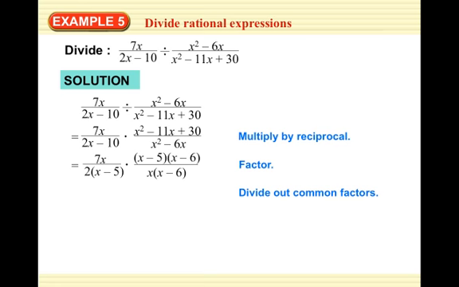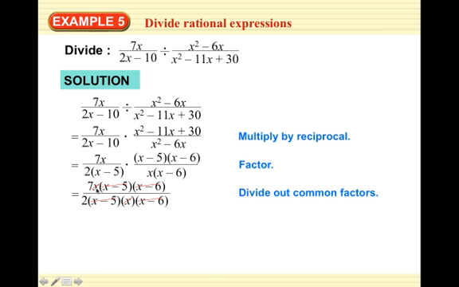All right. Now, technically, we are multiplying the tops together and the bottoms together, but we don't actually carry out the multiplication like we've refrained from doing before. We're going to cancel out common factors. So we have 7 times x minus 5 times x minus 6 over 2 times x minus 5 times x minus 6.